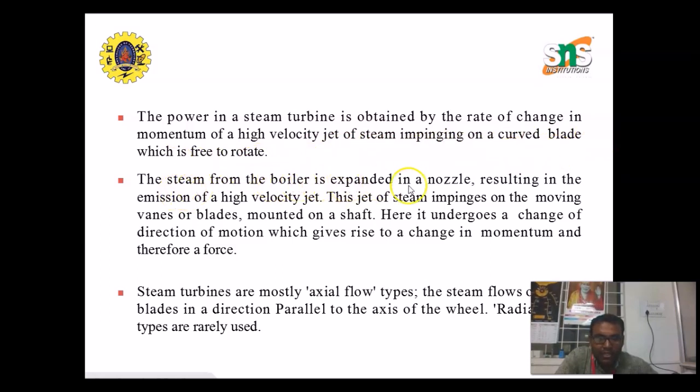The steam from the boiler is expanded in the nozzle resulting in the emission of a high velocity jet. This jet of steam impinges on the moving vanes or plates mounted on the shaft. Here it undergoes a change of direction of motion which gives rise to a change in momentum and therefore a force is created. Steam turbines are mostly axial flow types. The steam flows over the blades in the direction parallel to the axis of the wheel.